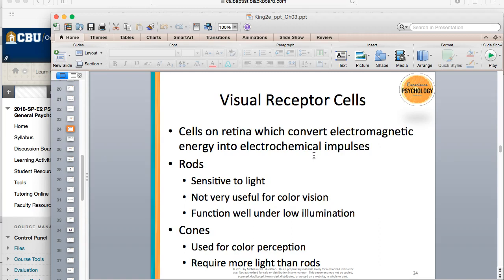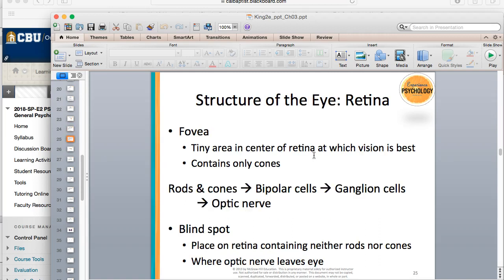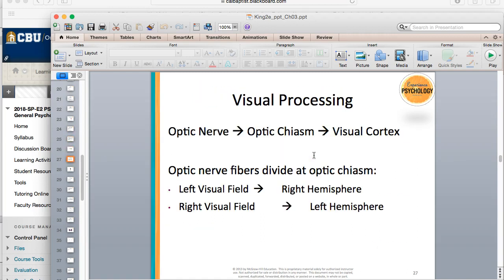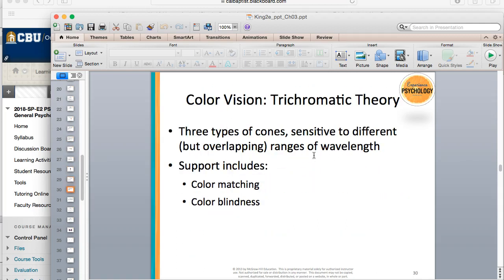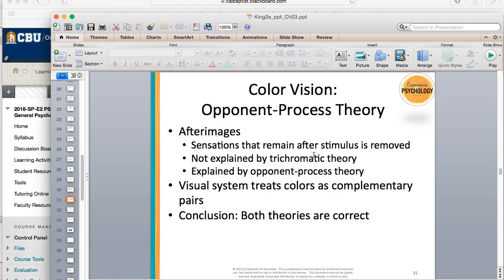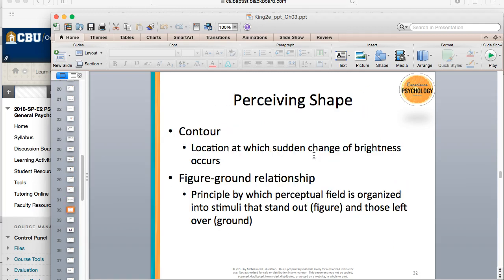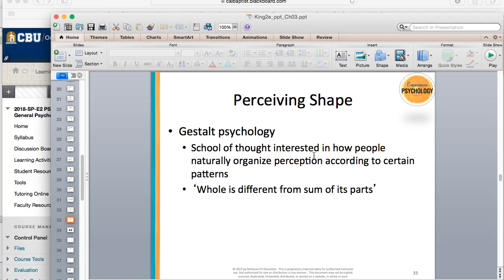I'm not going to go into detail about visual receptor cells. You can review that in more detail in your textbook. So let's move on. Visual processing, color vision. Let me see what else I want to talk about in terms of the eye.